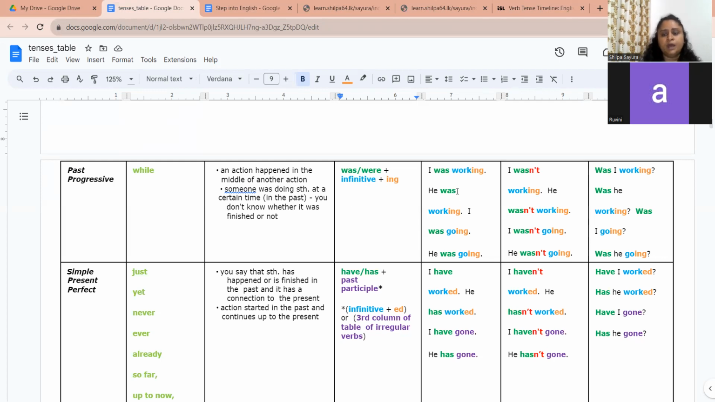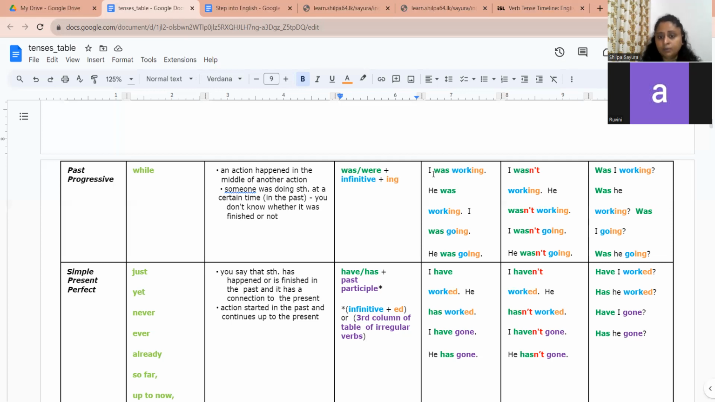So let's see. I was working when he came to see me. So you will understand this meaning of past progressive if you use it with another simple past tense sentence action. That is why they say here, an action that was going on when something happened in the past.